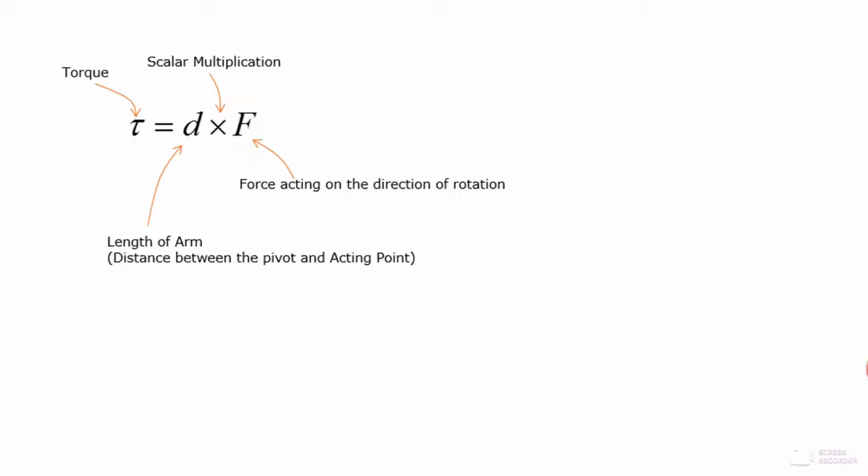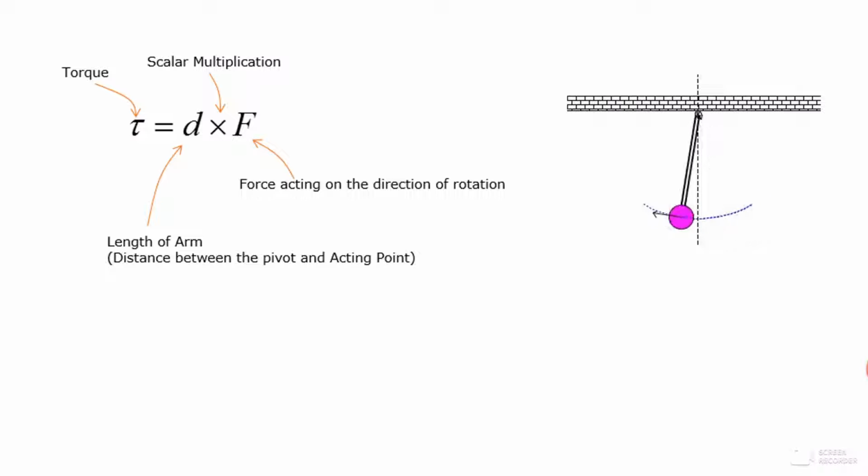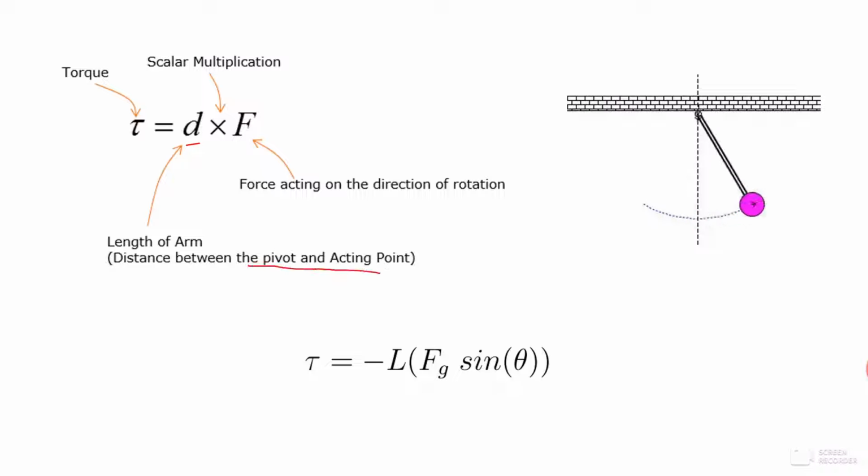Now we can also calculate the torque of this restoring force using the formula for torque, which includes the distance and the force. Replacing these values with the pendulum, as you can see this arrow represents the restoring force, we will get a torque equal to minus the length, here being this distance between the pivot and the acting point. Here is the pivot, the mass is the acting point. So it's minus length times the force of gravity times sine of theta, which, as we saw, is the restoring force.